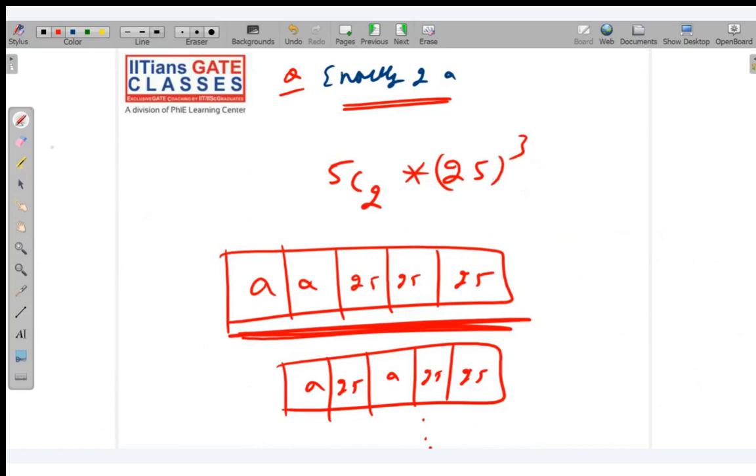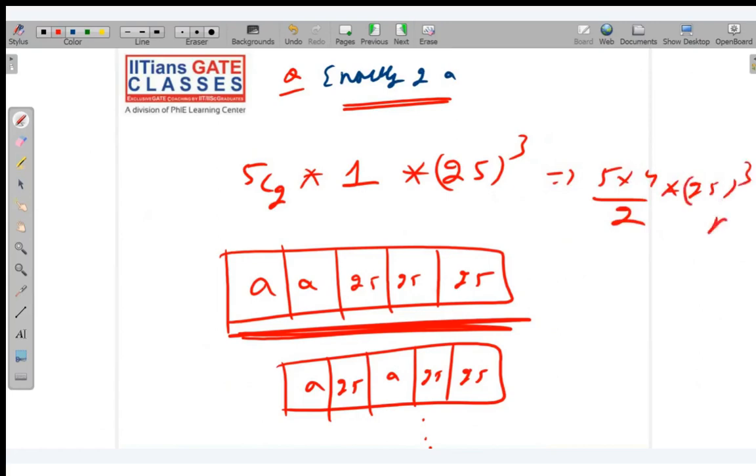Okay, and if you want to write more precisely, I can say like this also. 5C2. 5C2 means you have picked 2 places, and at these 2 places only one choice is there, na? So you can multiply by 1 also. Only one choice for A, and for the rest 25 choices, and so on. Okay, so how will you expand 5C2? 5 into 4 divided by 2. I have told you many times. So into 25 power 3. This is my answer.